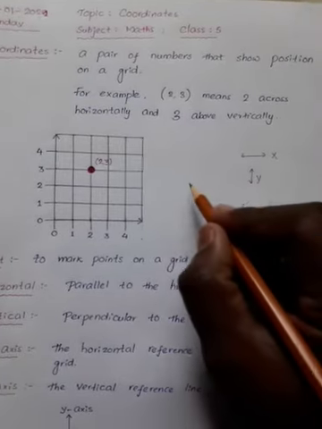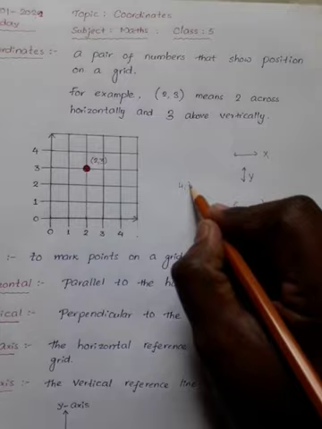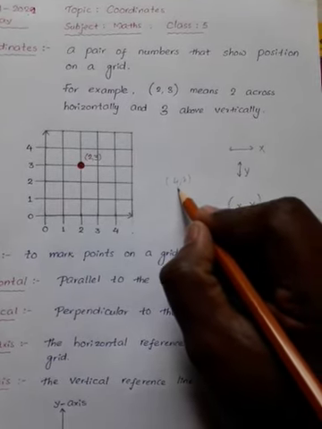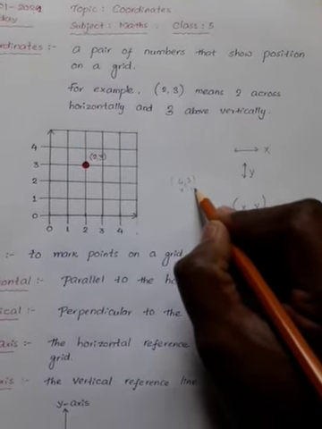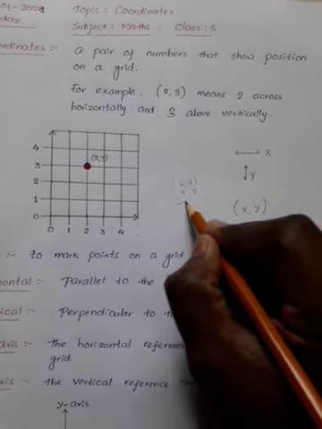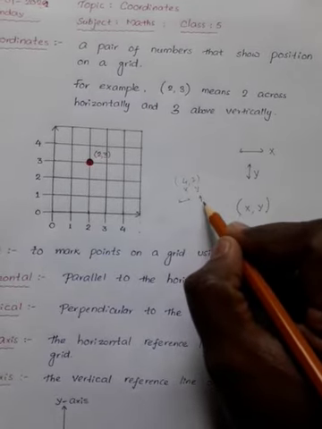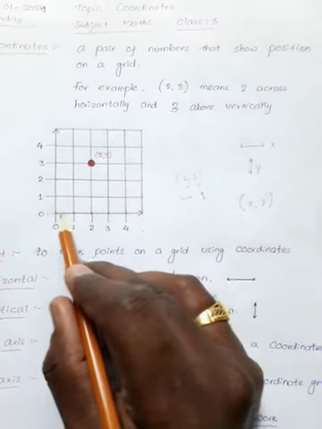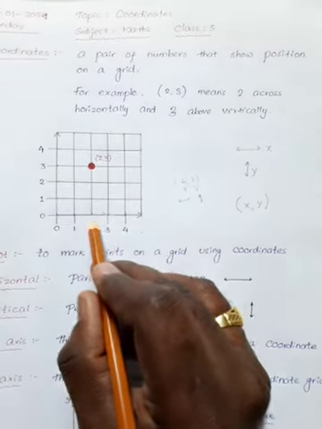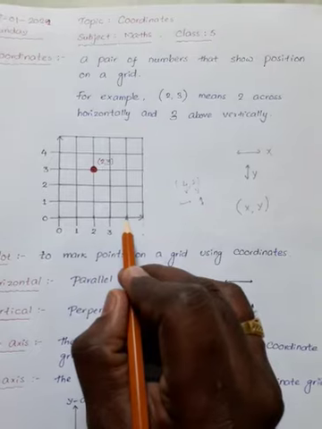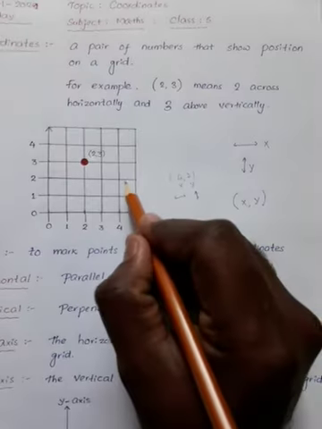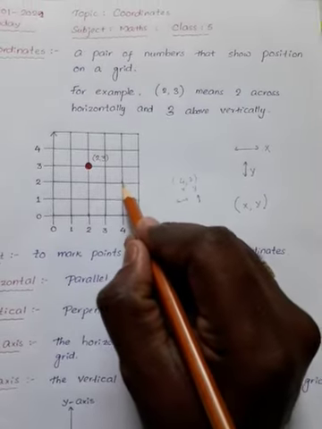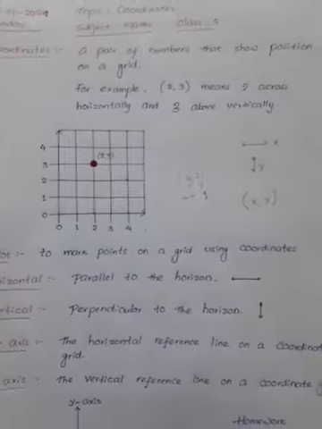I will take one more example for your understanding: (4, 2). I told you the first one is every time x and the second one is every time y. So x means horizontal and y means vertical. So x is 4, so 4 places to the right: 1, 2, 3, 4 is here. And y is 2, so 2 places upward. So (4, 2) will be this point. I hope you understand.